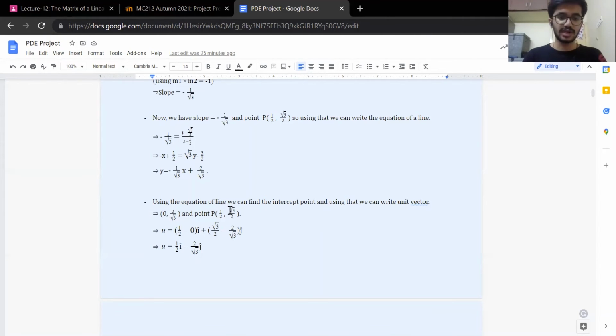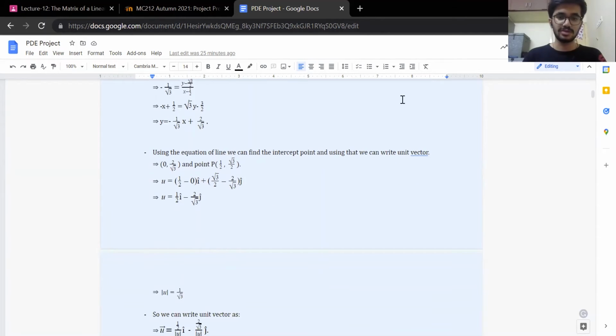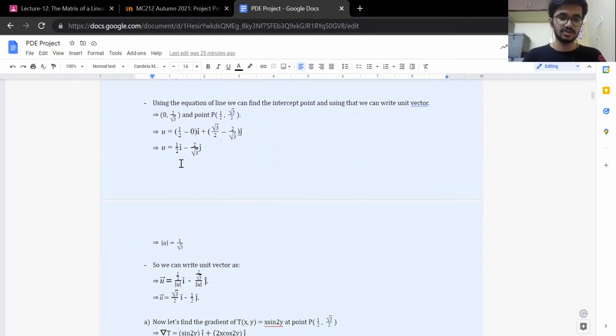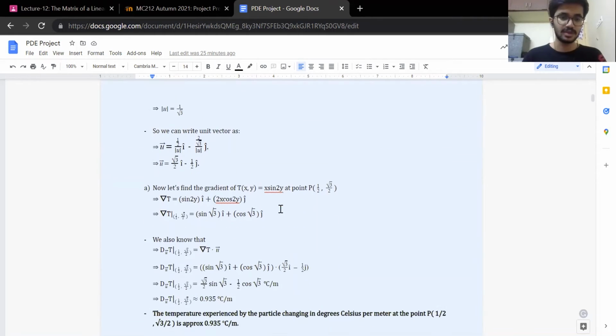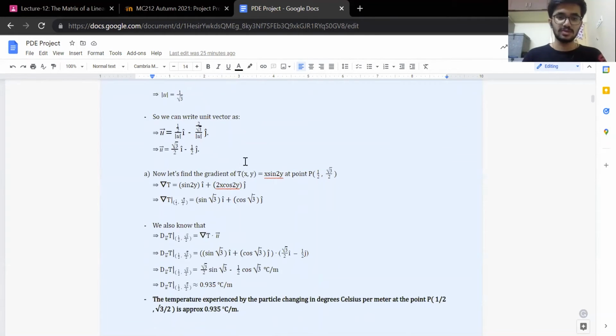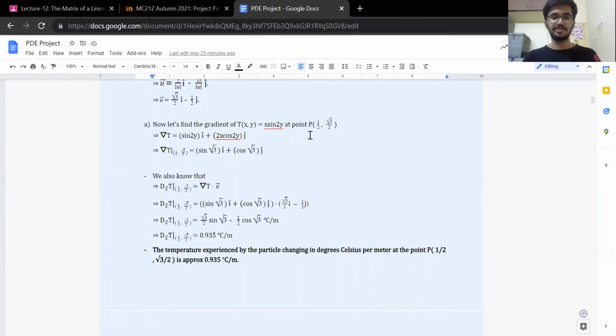So using these 2 points, I can find the vector which is in the direction of the motion of the particle, and this is the magnitude of this vector. Using these two things, I can find the unit vector in the direction of the motion of the particle. So I got the unit vector, and from the given equation, I can find the gradient of temperature at the point P.